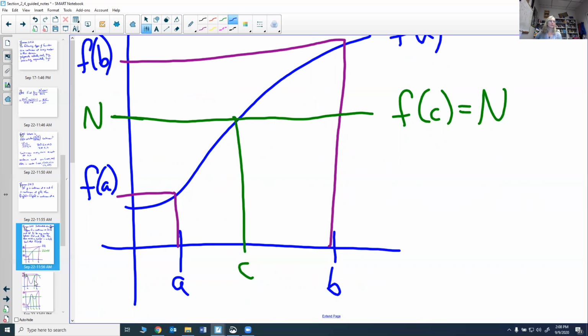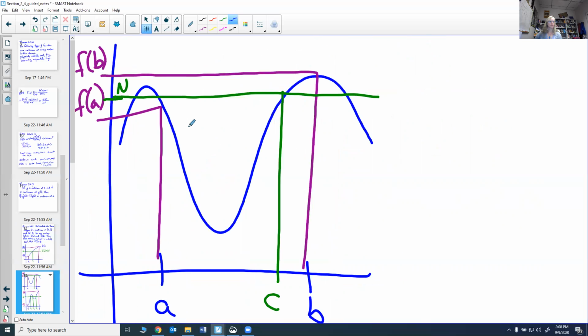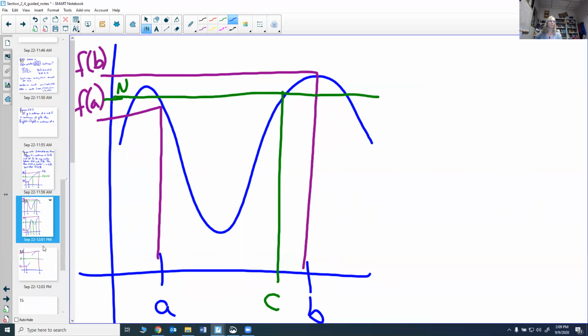There are a couple of things I want to point out about this. The first thing is that there can be multiples. So here we are from a to b. There actually are multiple places where it crosses, but because we're between a and b, we would only have the one c. There are multiple places where it can happen, but we only care about between a and b. So make sure you're looking at the domain that you're dealing with.